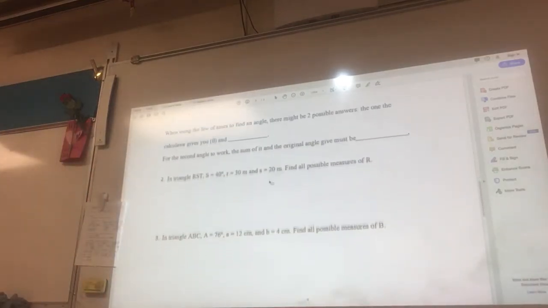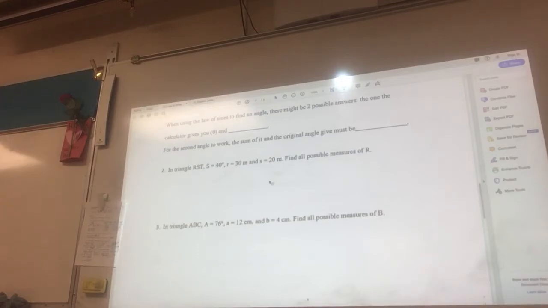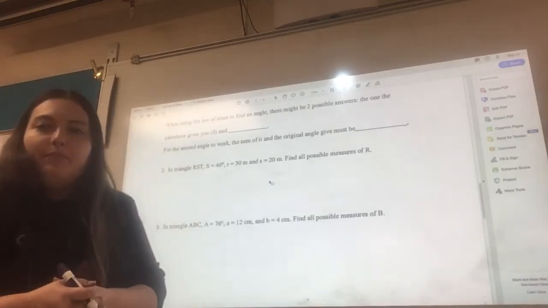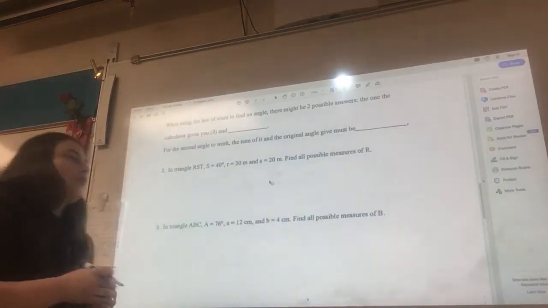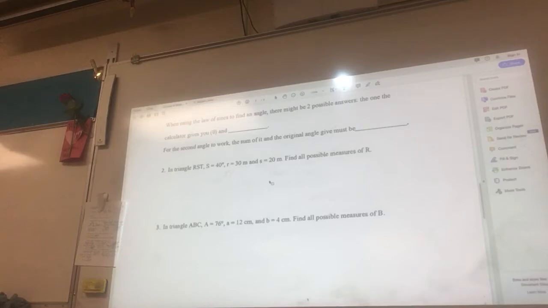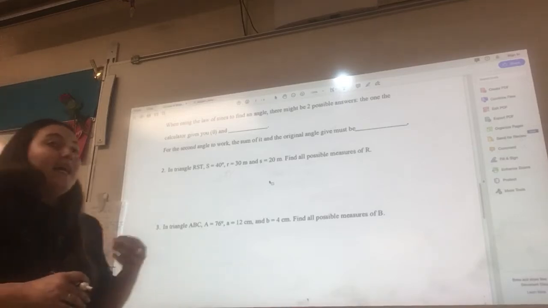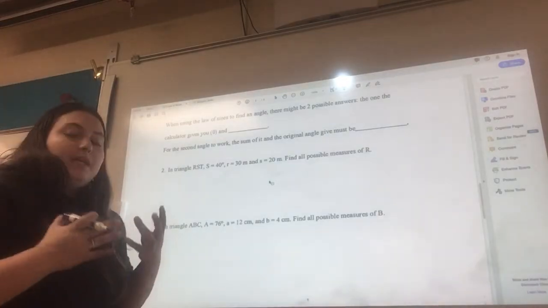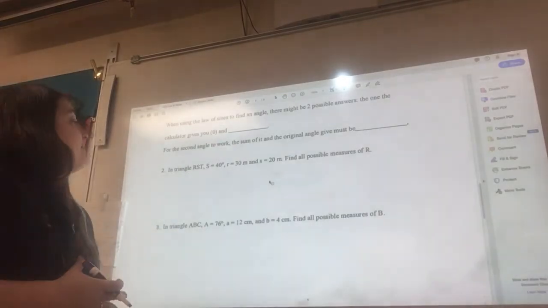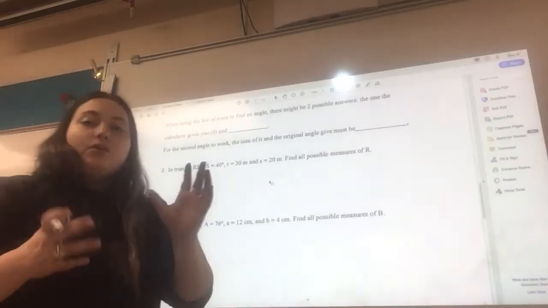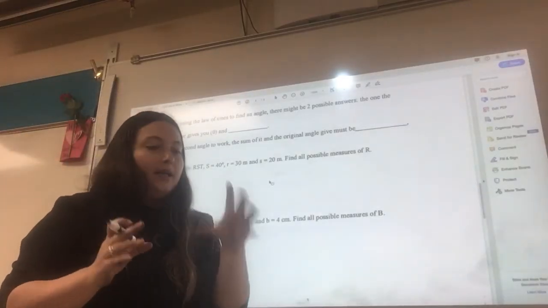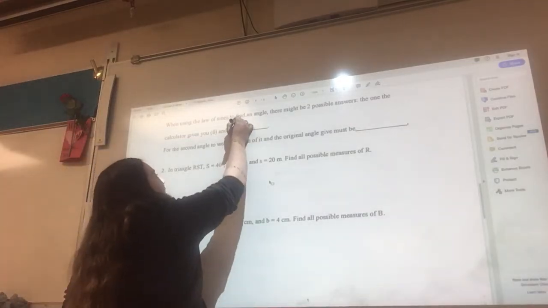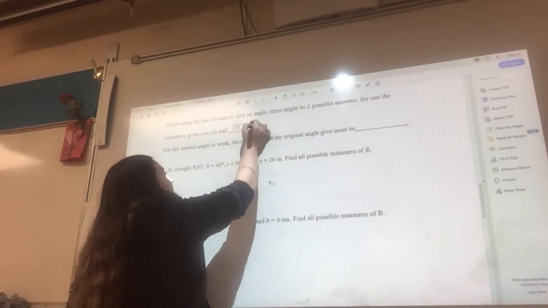So what we're going to see in this next example is that combination of two possible answers. Back to that bell work of 2, 3, 4, and 5. When we're using the law of sines to find an angle, there might be two possible answers. The one the calculator gives you is theta. And then there's another one, which is 180 minus theta, okay?